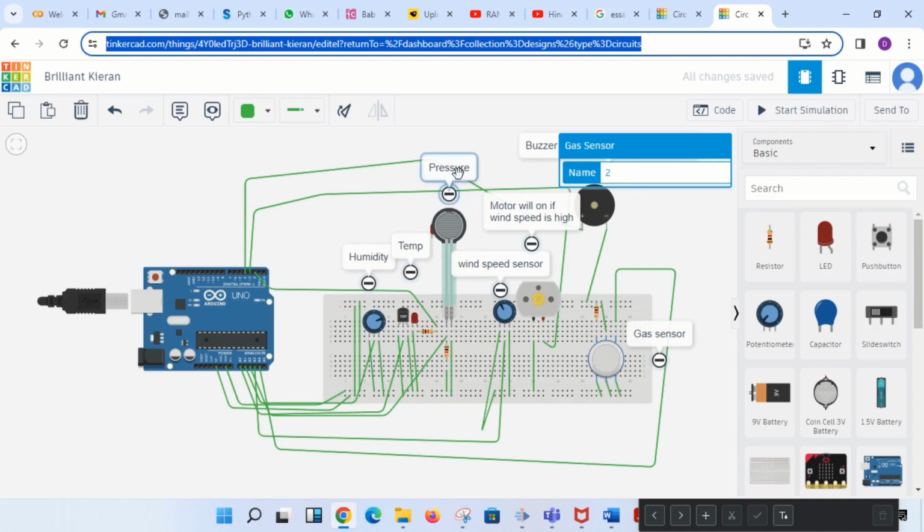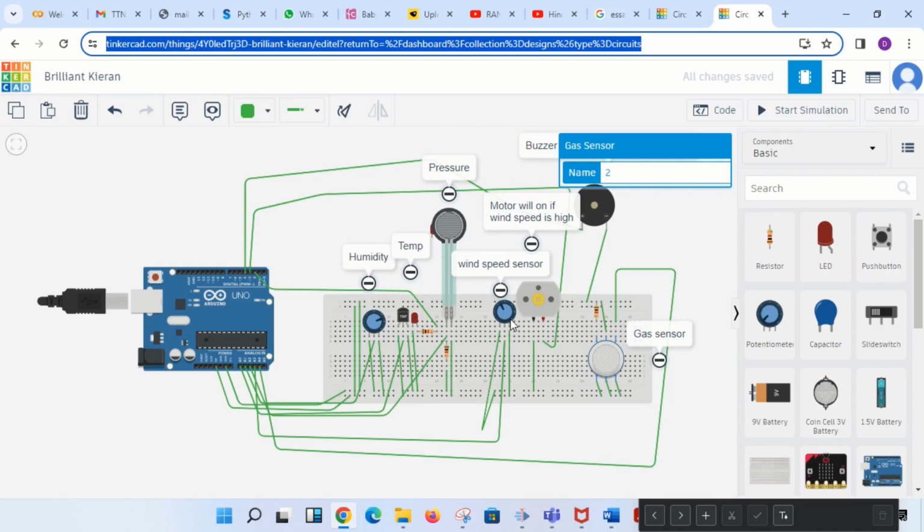Okay, the pressure sensor, for pressure from the environment. Normally, if you want to design a real-time platform, you can use the BMP 280 or BMP 180, this kind of volumetric pressure sensor. Here I have used only the force sensor in Tinkercad. This is the force sensor, for measuring the pressure.